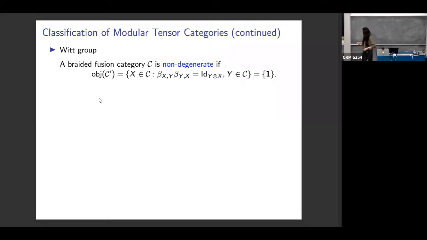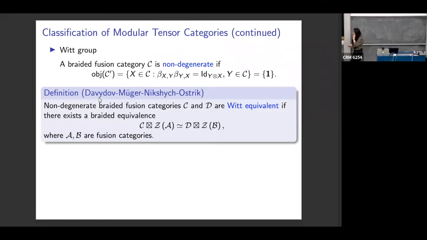This is proved by Mueller. And we say two non-degenerate braided fusion categories are Witt equivalent if, up to tensoring with a Drinfeld center of some fusion categories, they are braided equivalent. So the set of Witt classes of modular tensor categories forms a group. And the multiplication is induced by taking the Deligne tensor product.